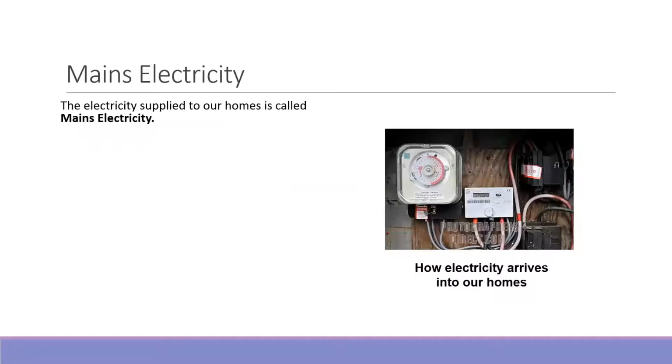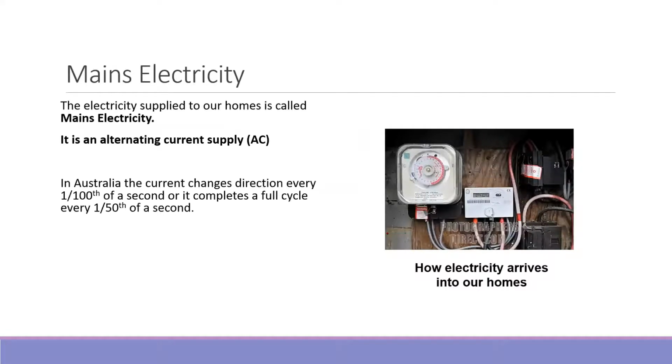We talked about mains electricity. We said the electricity supply to our home is called mains electricity. It's an alternating supply. It changes direction every 1/100th of a second, but takes 1/50th of a second to complete a full cycle from forwards to backwards.